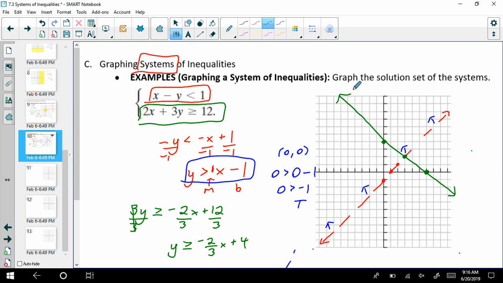Now notice, if this would have been a system of equations, my answer, my solution would have been their intersection. But this is inequalities, so we're dealing with entire regions. Let's figure out where we would shade for this green line. If I look at where I got y alone, it says y is greater than or equal to. So that would mean greater than the green line or above it. So I'm going to make myself a note. When the time comes to shade, I want to be above the green line.